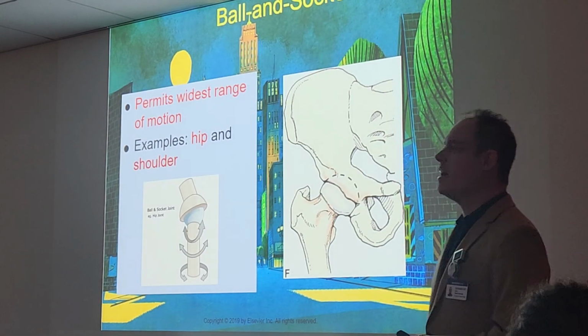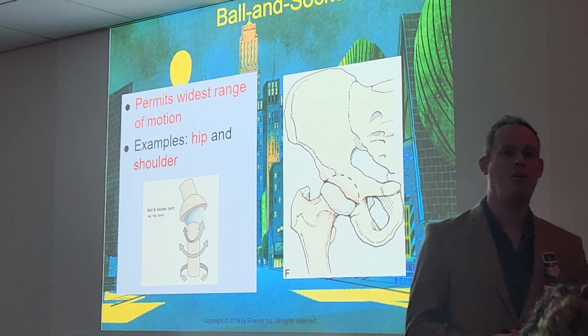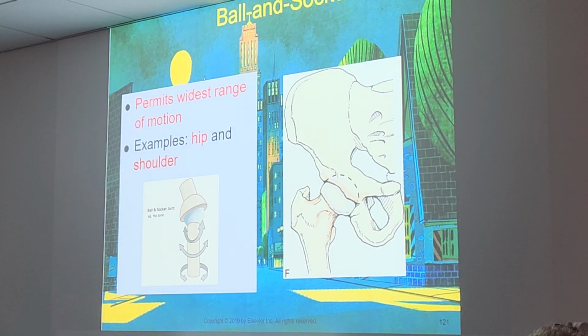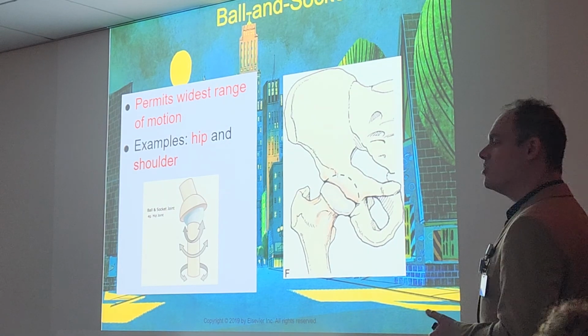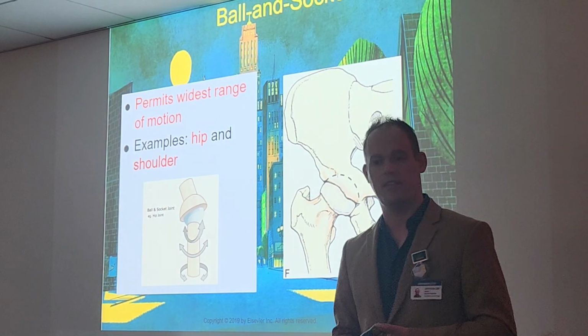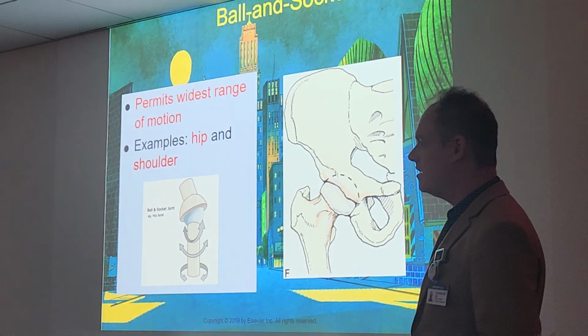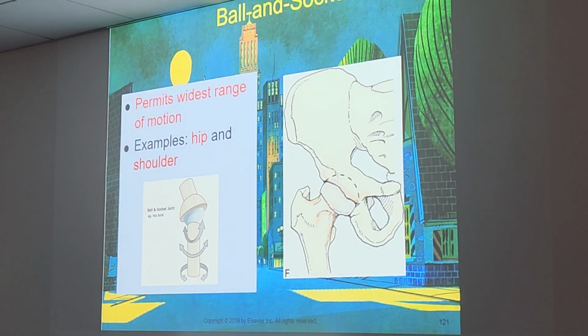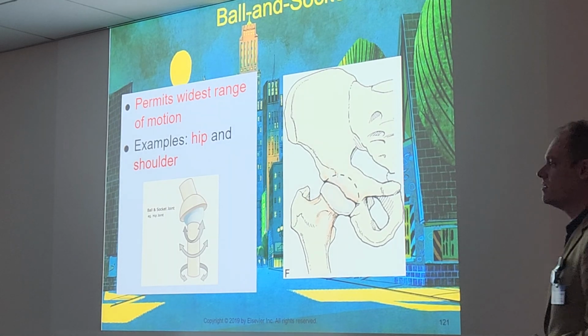And then, of course, there's that ball and socket joint that we just talked about. Why is it called that? Because it looks like a ball going into a socket. It allows for the widest range of motion. Your two most famous examples would be your hip, the femur connecting to the pelvis, and your shoulder, the humerus connecting to the scapula. Those are ball and socket joints.